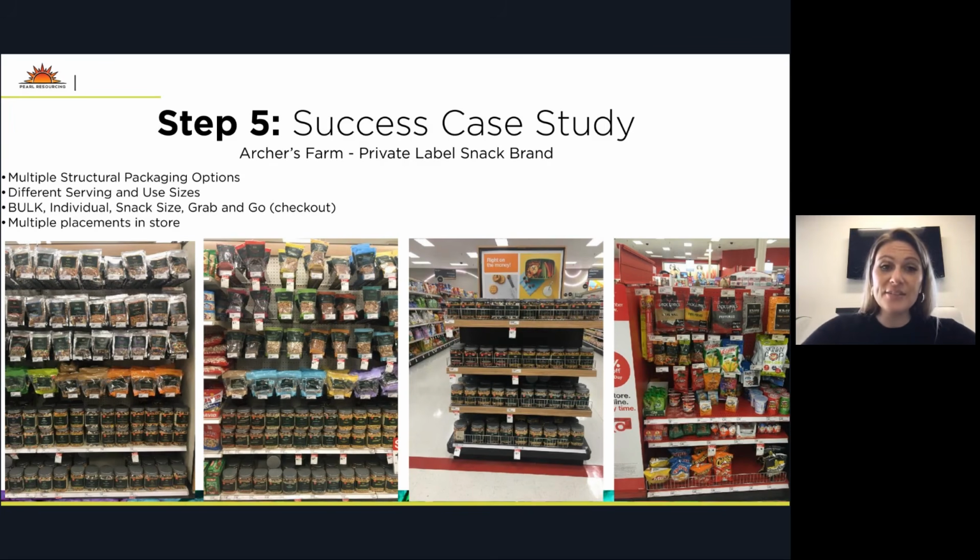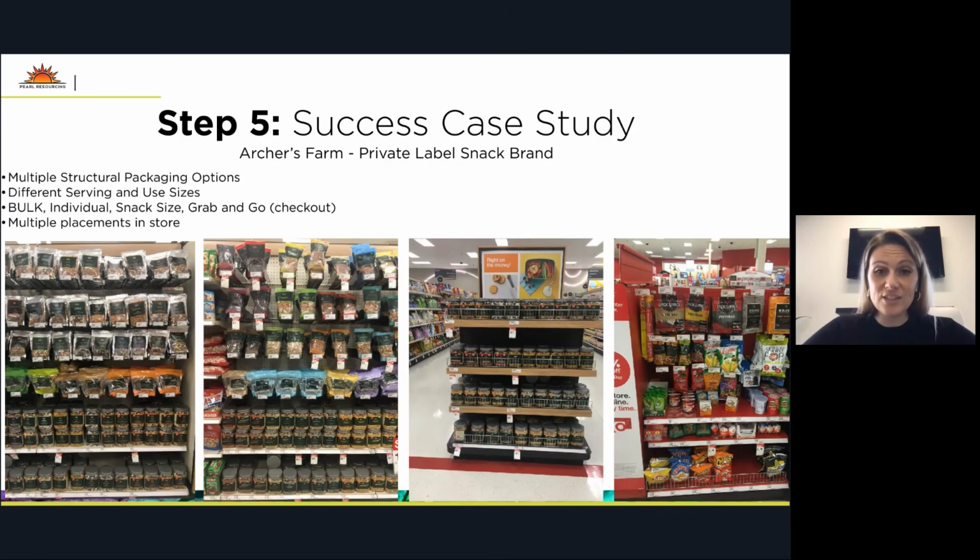So this gives a consumer multiple reasons to not only buy one of these things, maybe they want just a bag or a tub of almonds, but also to grab the little snacks which they can give to their children. And so that structural packaging allows them to get higher sales velocity. And these two photos on the left are the ones that are in the snack aisle.